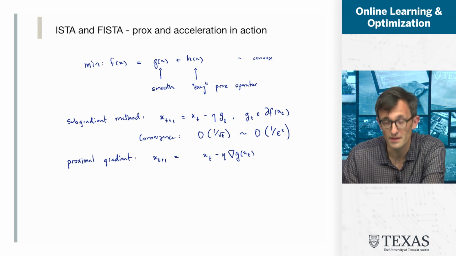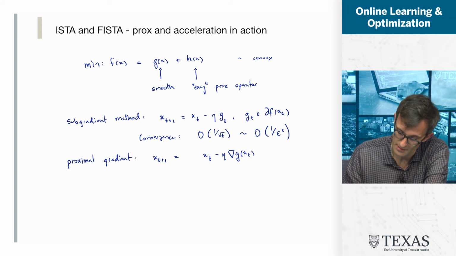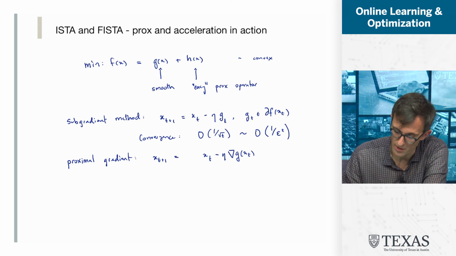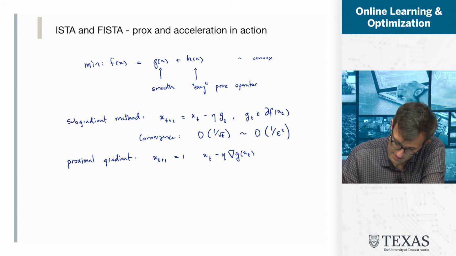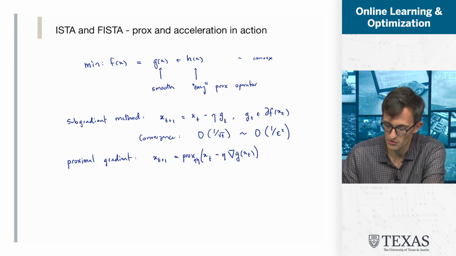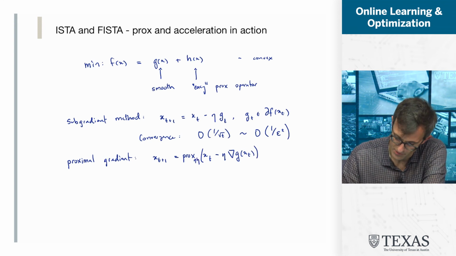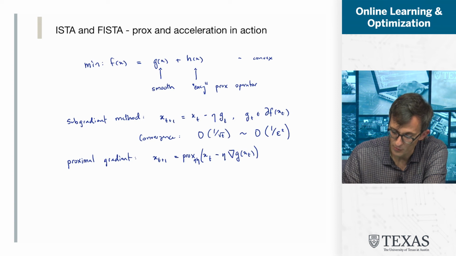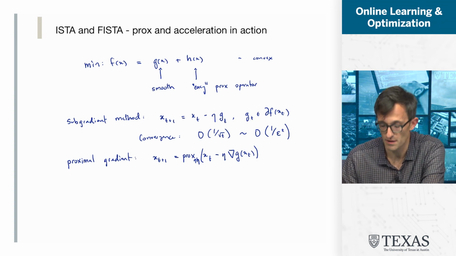Okay, but obviously this can't be it, because there's something missing here. I haven't captured anything of h, and indeed what's missing is the prox operator applied to this. So this is saying prox with step size eta of the function h, of the step size times the gradient.